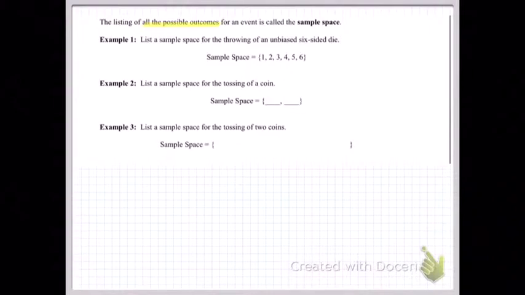For tossing a coin, there's two possible outcomes, so the sample space would just be H, T. We normally use capital letters for coins and note the curly brackets and comma. For tossing two coins, there's four possibilities.